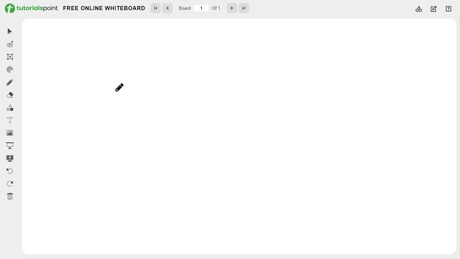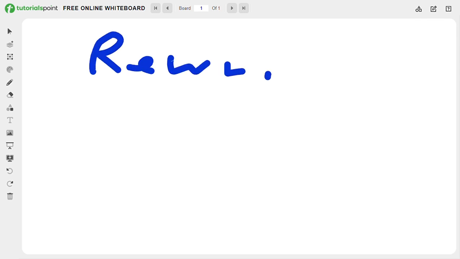Alright, so what are logarithms? Well, the way we can think about logarithms is that they're just a way to rewrite exponents, right? So logs are just a way to rewrite exponentiation.